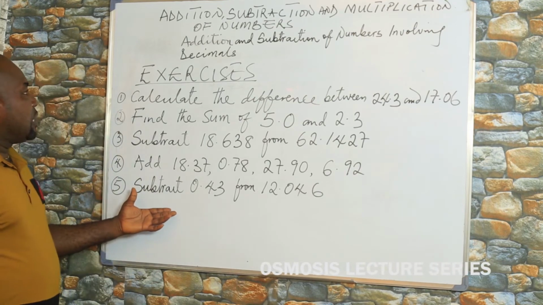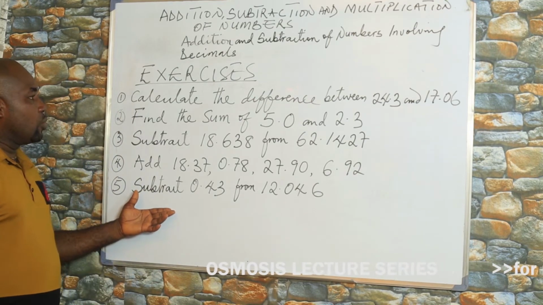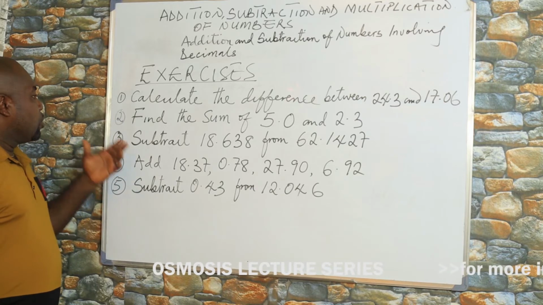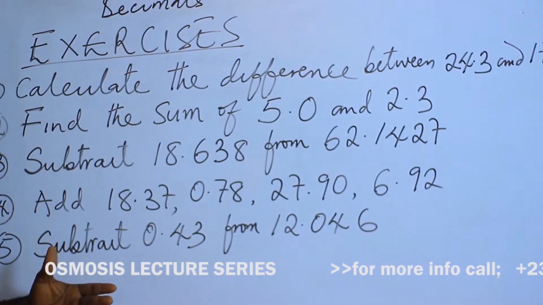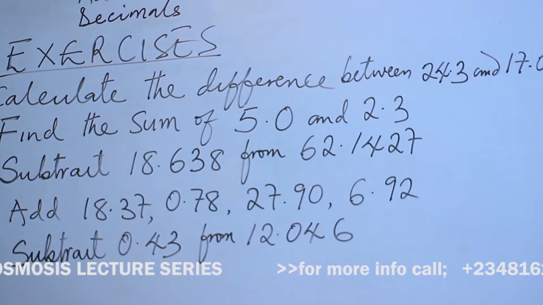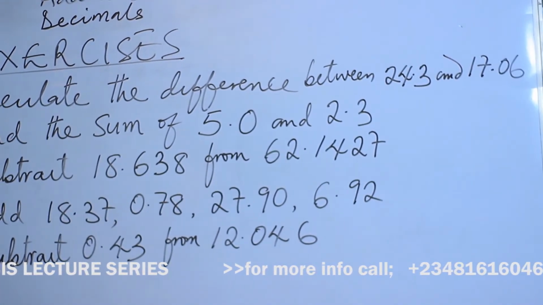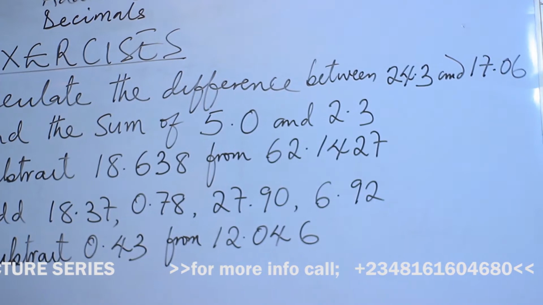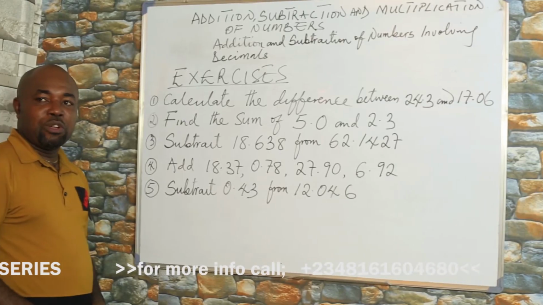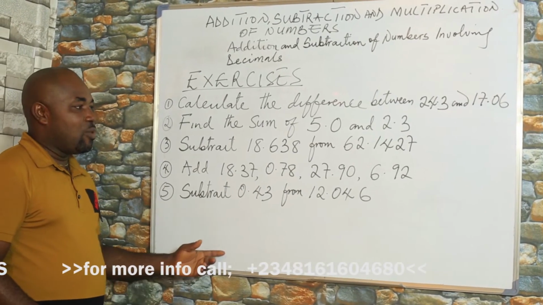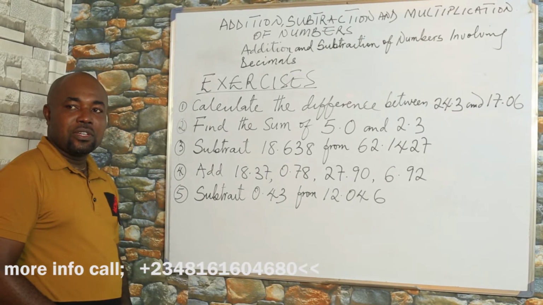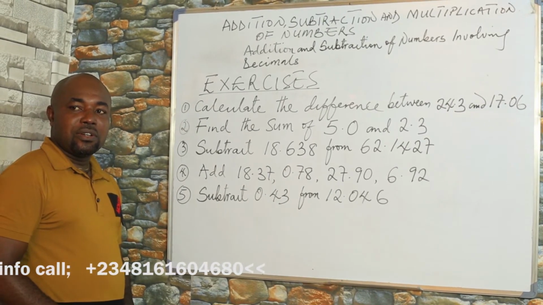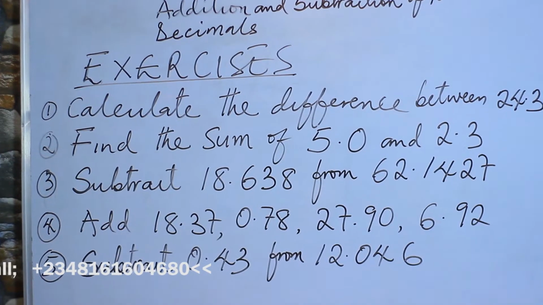Now, I have put down some exercises here for you to do. We have number 1 to 5. You solve them so that you know whether you are actually following in the class. I will go to multiplication of numbers after you have done this exercise. So try your hands on this exercise and see if you can handle it.